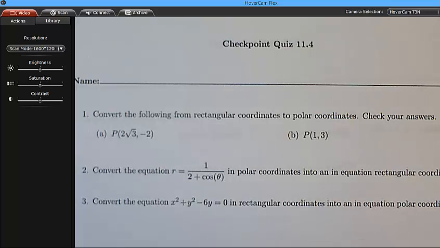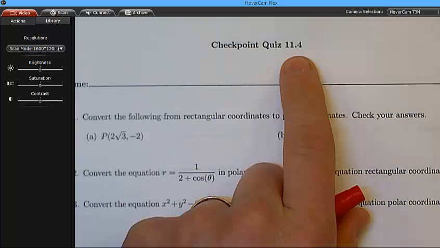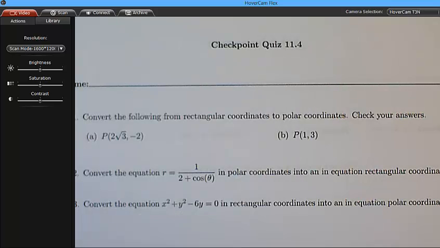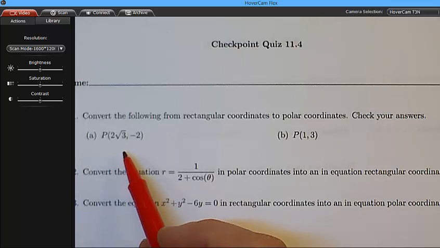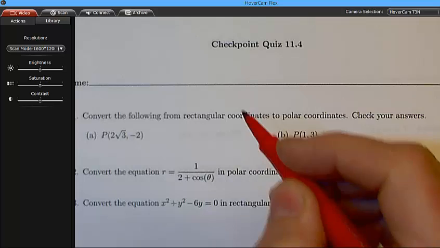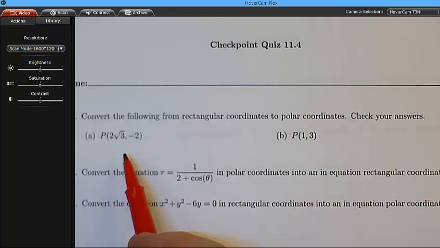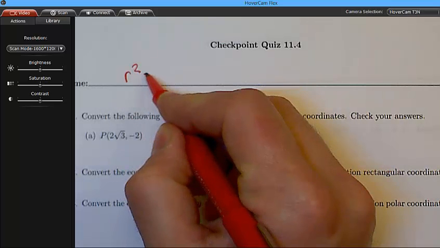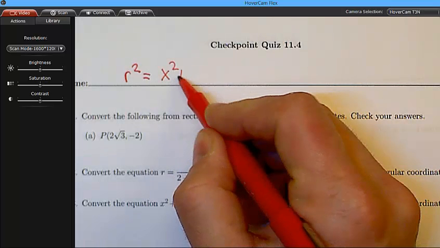And I'll tell you what, while we're looking at this, why don't I write down the key formulas you need to know for section 11.4. If I have x and y coordinates and I want to get r and theta, how do you get r? Given one of these points, what's the formula that you're going to use if you want to get r? R squared will have to be the same as what? X squared plus y squared.